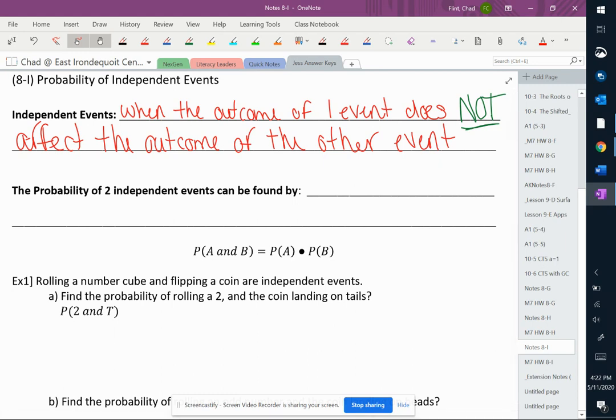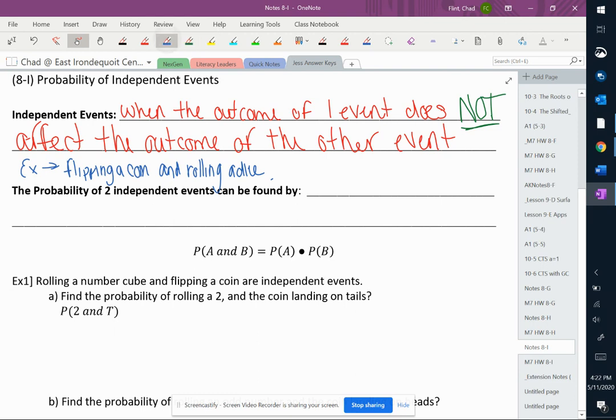They're two events where if I do one event first, whatever happens in that first event has no effect on what's going to happen in the second event. So an example of that could be something like flipping a coin and rolling a die. Because no matter what happens when I flip that coin, it has no effect whether I get heads or tails. That has no effect on what happens when I roll the dice.